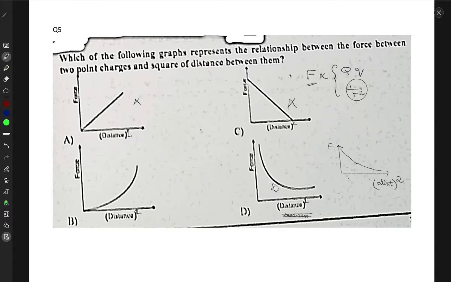Hence, if you look at this one, you see that as distance increases, the force starts decreasing with square, right? And it never touches the force axis. It keeps on increasing and becomes parallel to the force axis. And the similar thing is happening when the distance is increasing. The graph becomes parallel to the x or the distance axis, which follows this relation, and hence the correct option is option D.